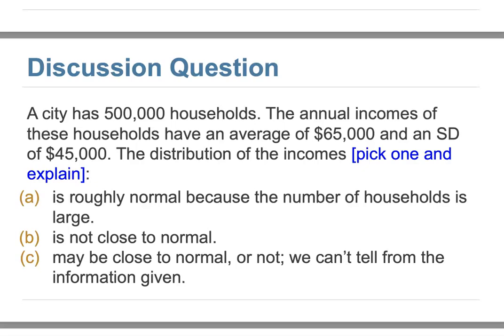Make sure you pause the video before we go over that. I'm assuming you already discussed with your classmates, right? So what is the answer? If not, make sure you pause the video and discuss with your classmates. The answer is C, right? One thing is, this is the population average and the population standard deviation, so we don't have any information about what the population distribution is. So it may be close to normal, maybe not. We cannot tell from the information here. So that's our first discussion question.